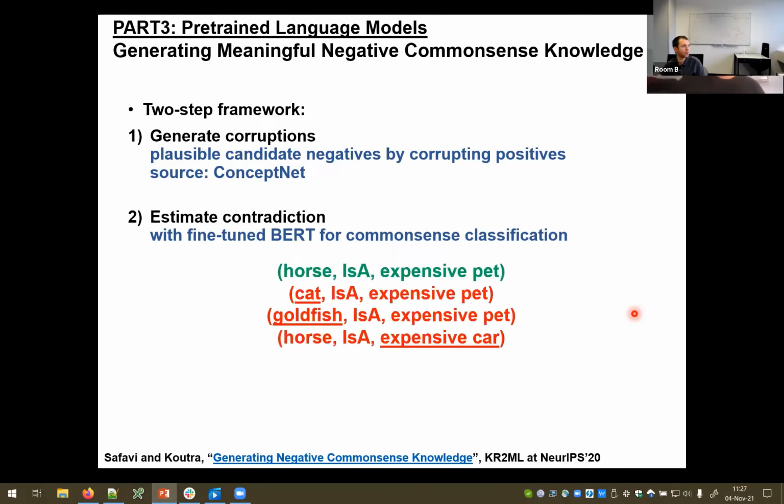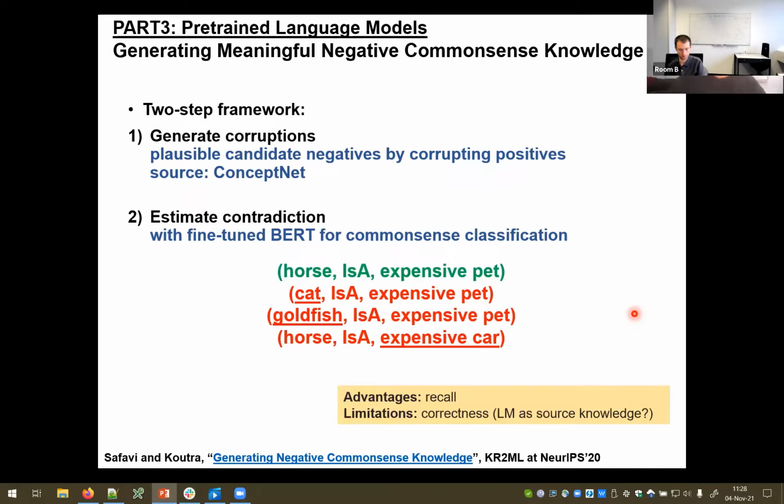In this case, you have a positive statement that says a horse is an expensive pet. Now we'd start corrupting either the subject or the object. You would change horse into cat or goldfish, or you would change expensive pet into expensive car. And then you would start measuring the correctness of these corruptions by submitting them to BERT and getting a confidence score for these statements.